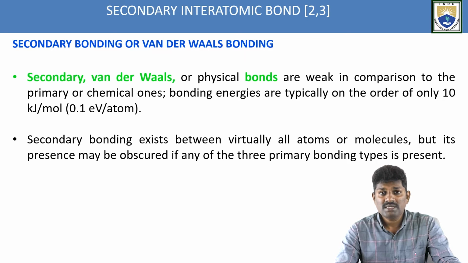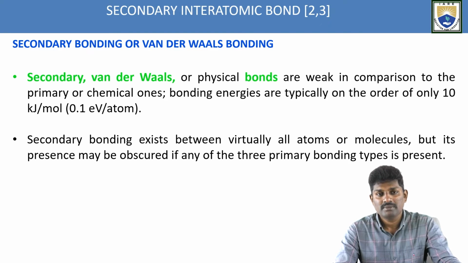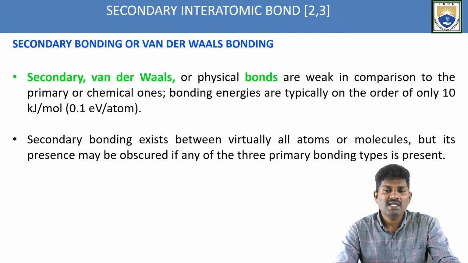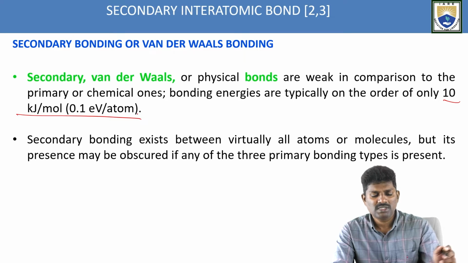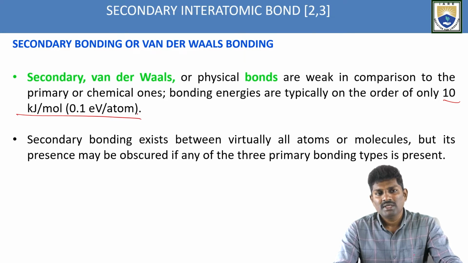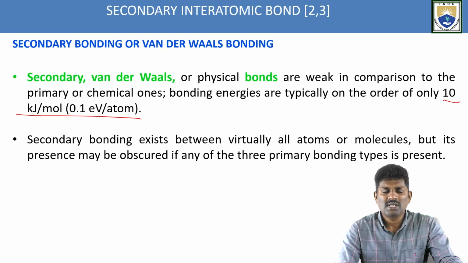These type of bonding or physical bonds are weak when you compare with the primary. When you compare the bonding energy levels between the primary and secondary, the secondary has much weaker bonding. Typically this ranges from 10 kilojoules per mole. So this is very little energy in the secondary bonding. That's why mostly the primary bonding elements only are used in any mechanical applications.